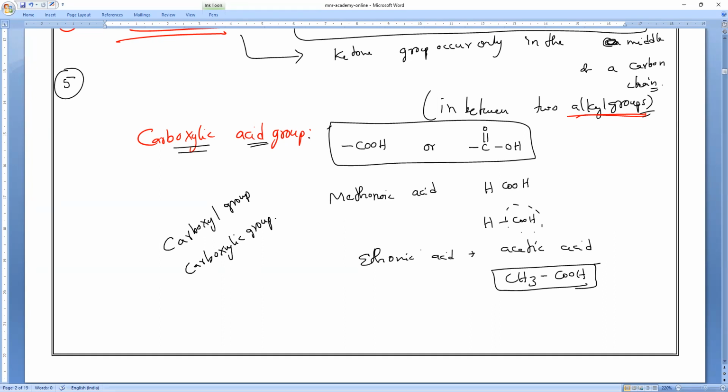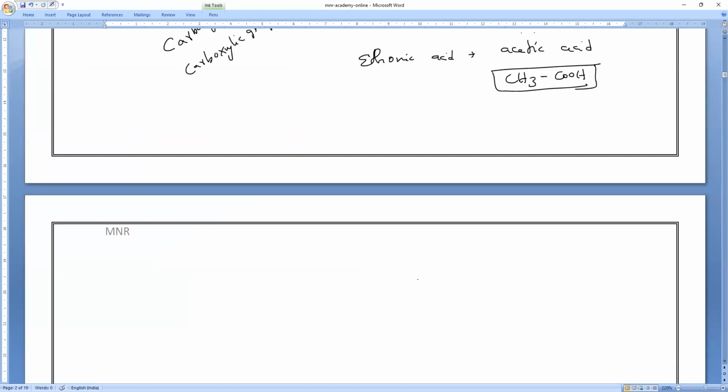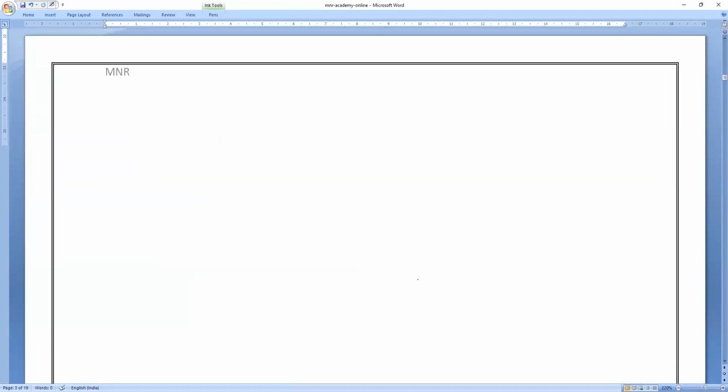Yes, sir. So this is about the five functional groups. The remaining functional groups, we all know. Alkene, of course, is also a functional group. If it is an alkene, it will be replaced with what? A double bond. So if it is unsaturated, there is a double bond.